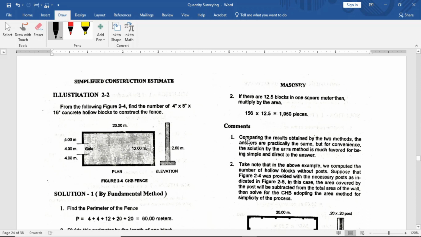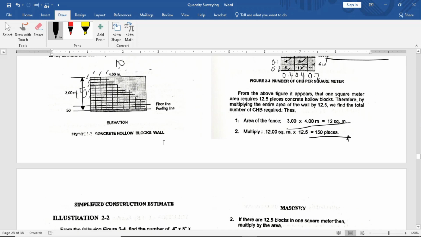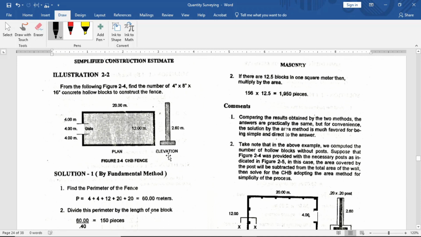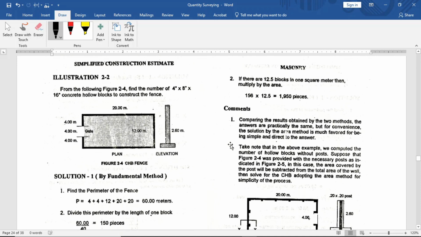From the following figure, find the number of 4 inches by 8 inches by 16 inches concrete hollow blocks to construct the fence. So, meron tayong drawing, ito yung illustration. Meron daw tayong wall na 20 meters ang length, tapos by 12 meters, tapos may gate. Keep in mind, may gate. Ito yung gate natin na 4 meters yung width.